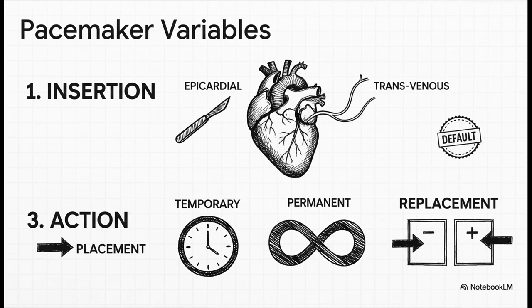A coder has to check 3 things in the surgeon's report. First, the insertion method. Was it placed on the heart's surface, or was it threaded through a vein? Second, lifespan. Is it temporary or permanent? And here's a great little rule of thumb. If the report doesn't say, the default is always permanent. And third, the action. Was it a new placement, a removal, or a replacement? And if it's a replacement, you actually need 2 codes, one for taking the old one out and another for putting the new one in.